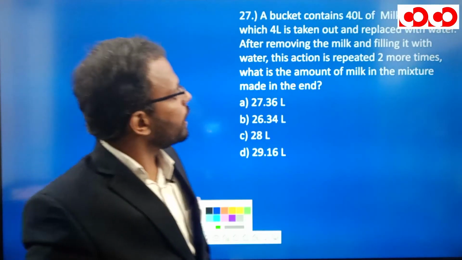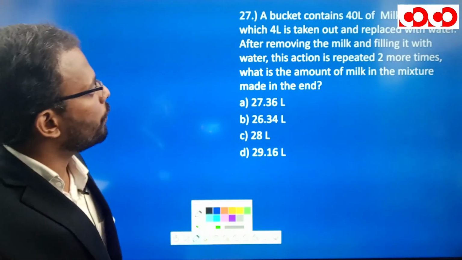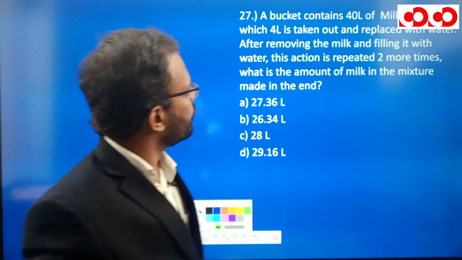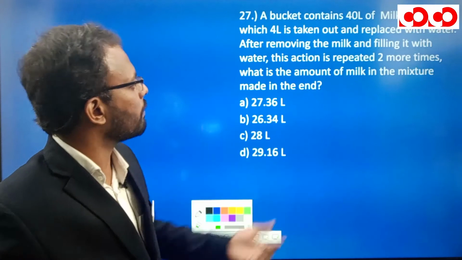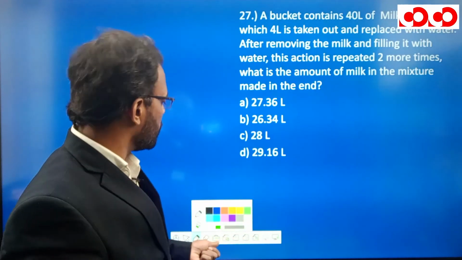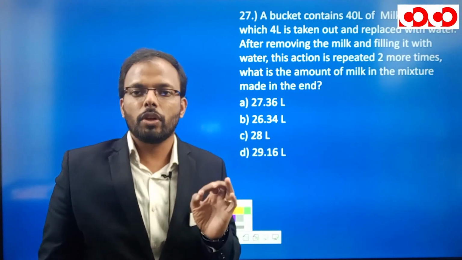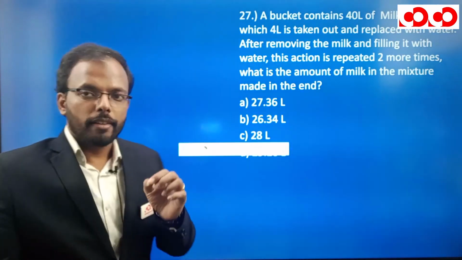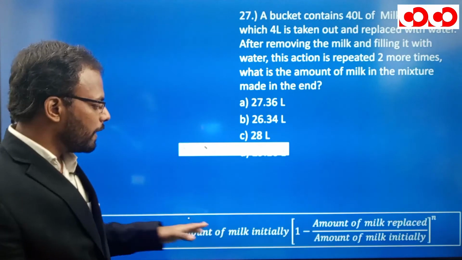A bucket of 40 liters contains milk, out of which 4 liters is taken out and replaced. After removing the milk and filling it with water, this action is repeated 2 more times. What is the amount of milk in the mixture? See, this is a question based on mixture alligation and it is based on replacement. Now, there is a direct formula based on replacement. You can note it down.